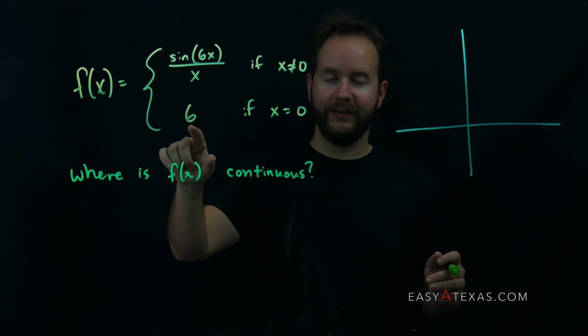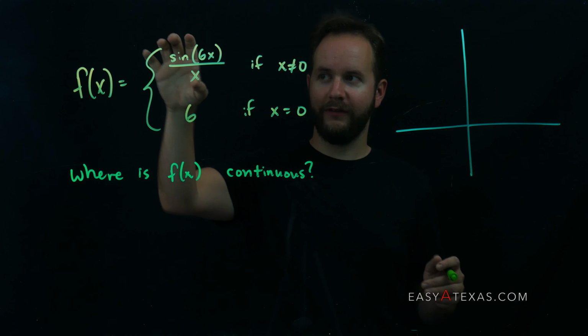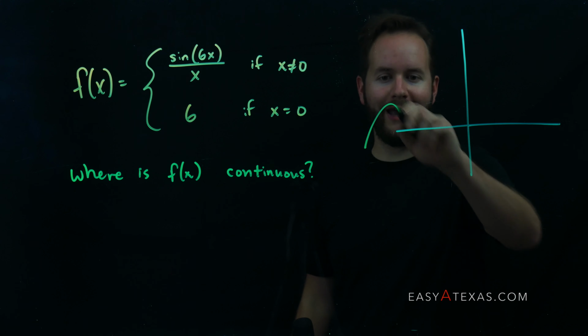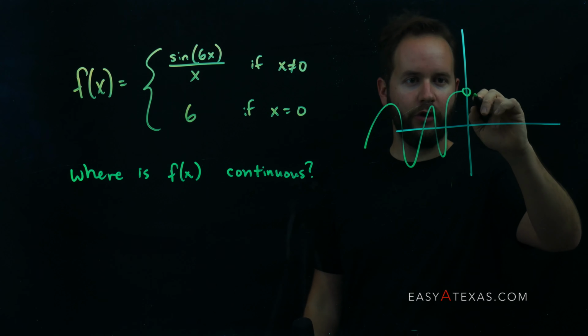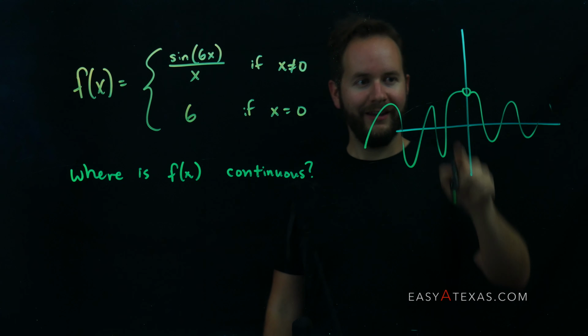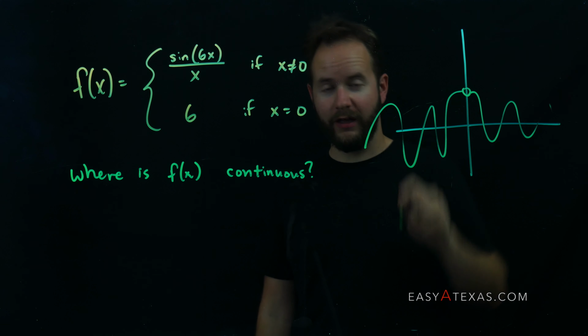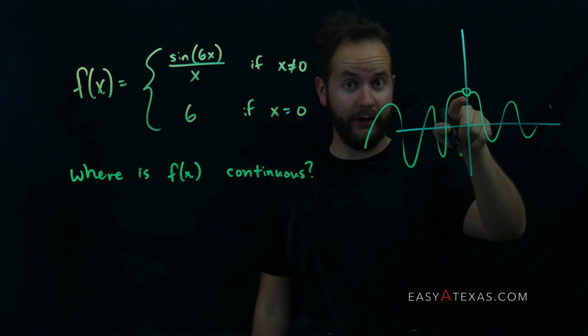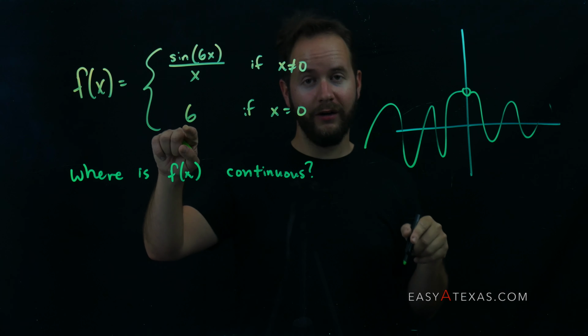Now, what about this guy? What does this do? Well, here's what this graph looks like. This sine of 6x over x is some wacky sine curve, and then there's a hole here. Now, the question is, what is the value of that hole? What's the y value of that hole? This would be a hole, and therefore discontinuous, if the value here doesn't plug it in.